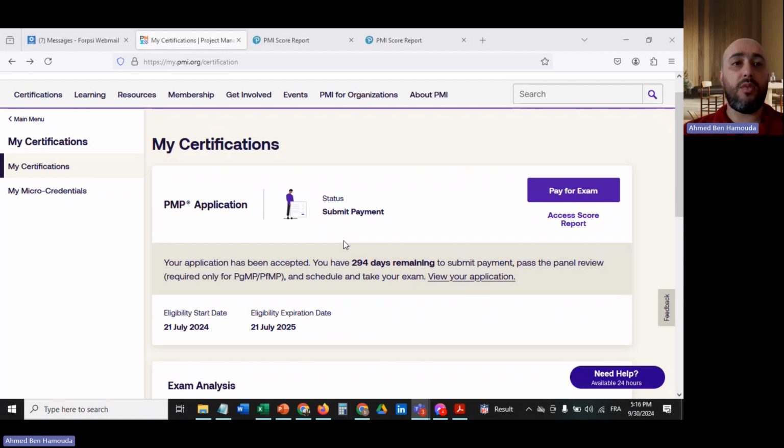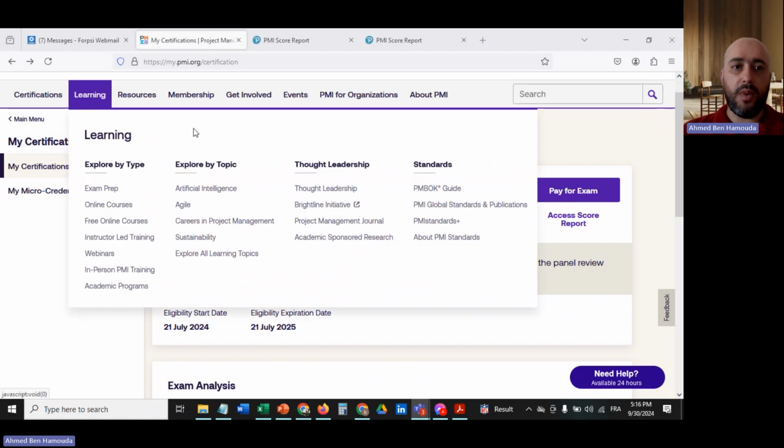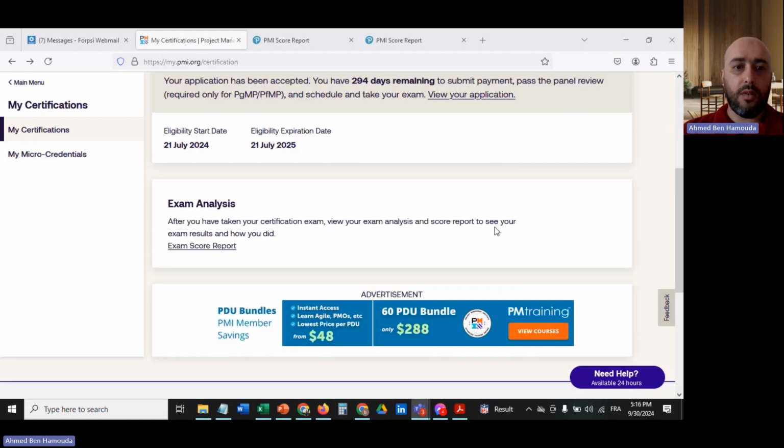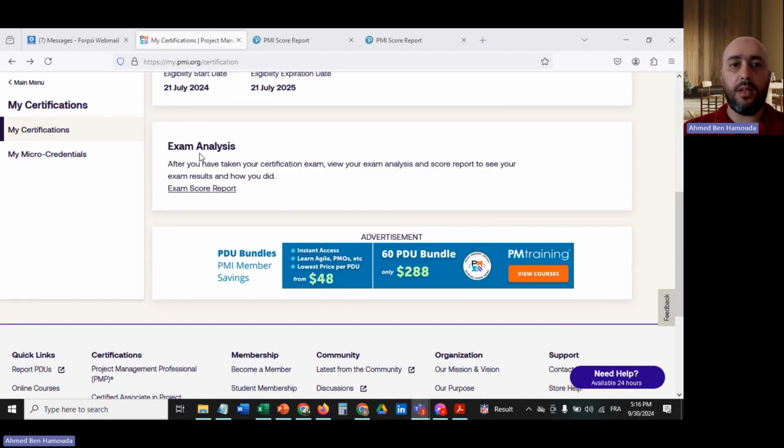So what you can do is log into your PMI account, go to certifications, my certifications, all right? And then you can access your exam report from here, or you can scroll all the way down to exam analysis. It says here, after you've taken your certification exam, view your exam analysis and score report to see your exam results and how you did. And this you can do whether you've succeeded or you've failed your exam.